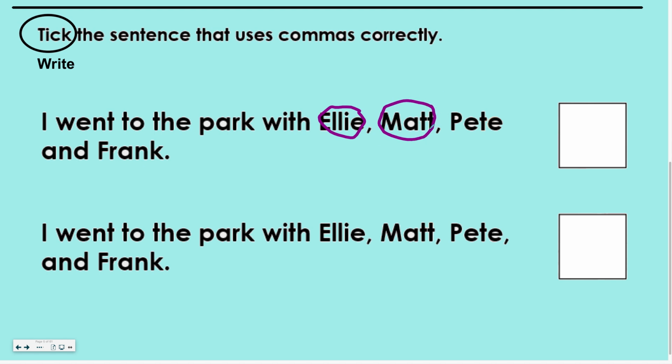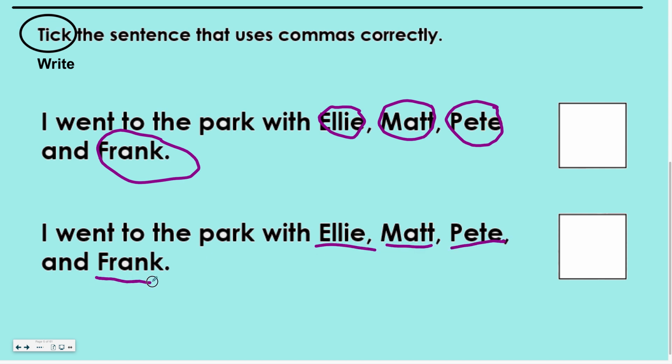Matt is the other person I went to the park with. Pete is the 3rd person. And Frank is the 4th person. Okay, so those are the 4 people I went with. We've got Ellie, Matt, Pete and Frank.